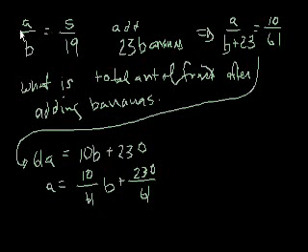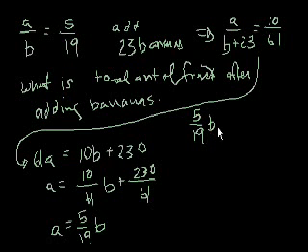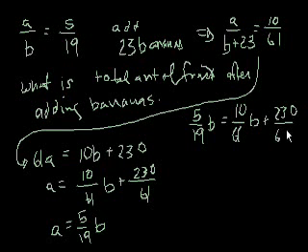Right? And we could take this equation and multiply both sides by B, and we say that A is equal to 5/19 B. Right? Well, both of these are equal to A, so we could set them equal to each other, and we get 5 over 19 B is equal to 10 over 61 B plus 230 times 61. And we solve for B.